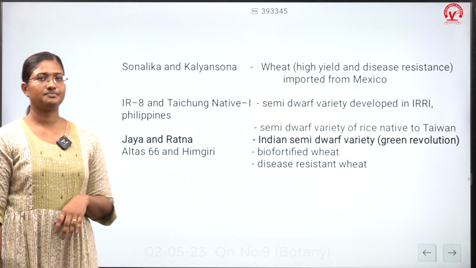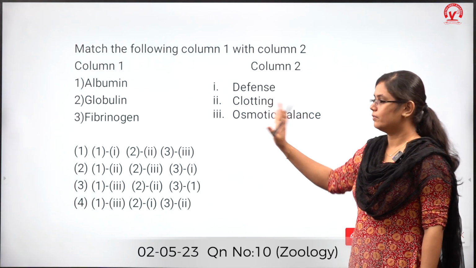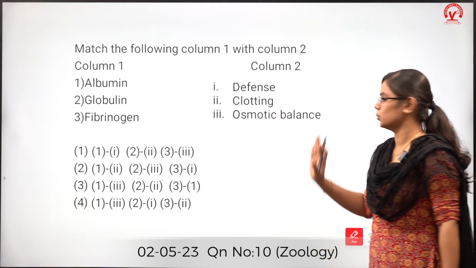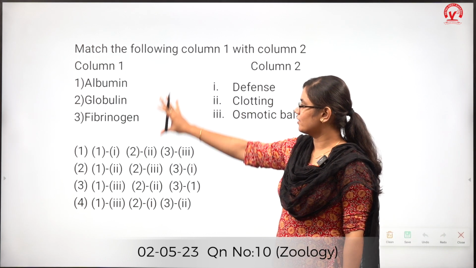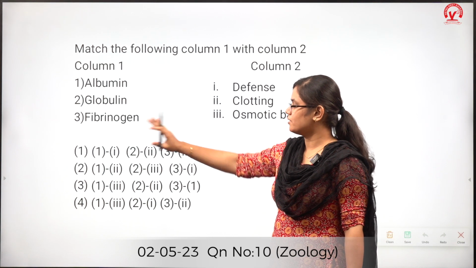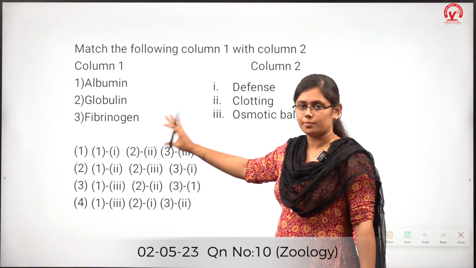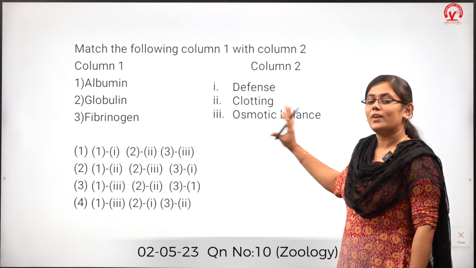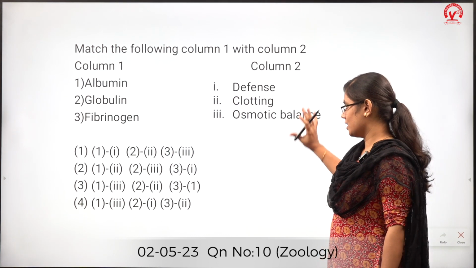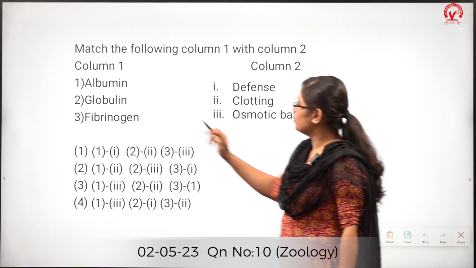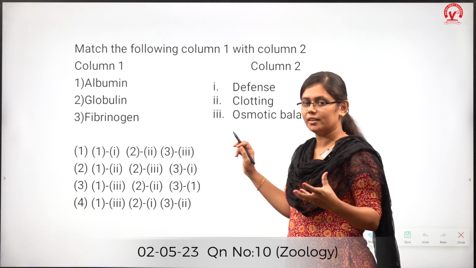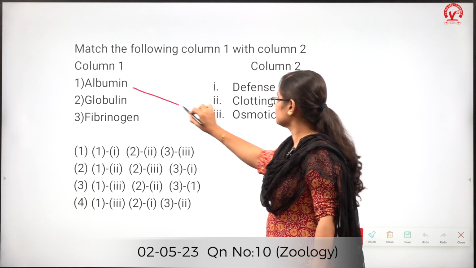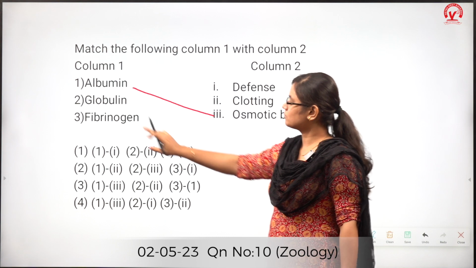Match the following column 1 with column 2. So we have to match column 1 and column 2. In column 1 we have albumin, globulin and fibrinogen, that is, plasma proteins, and in column 2 we have their functions. So we have to match the plasma proteins with their functions. First, albumin. Albumin helps to maintain the osmotic balance. So option 1 matches with option 3.